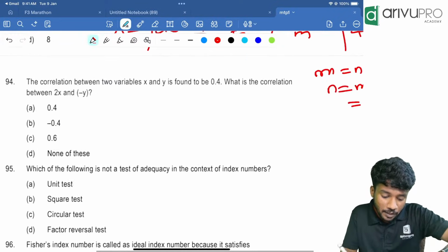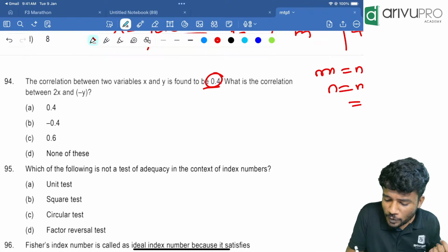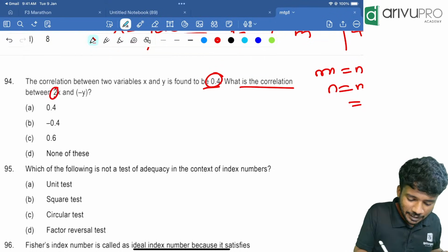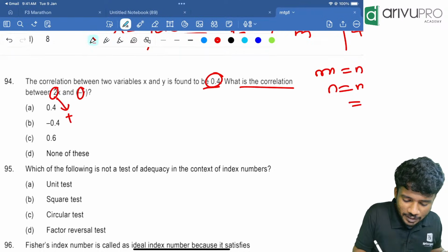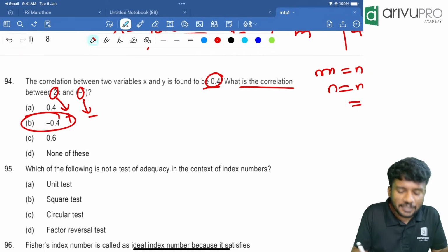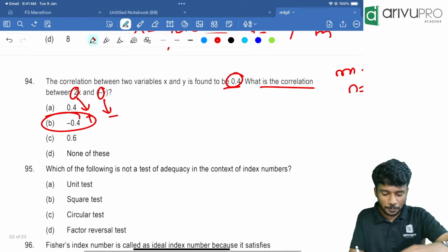Next question. The correlation between two variables x and y is found to be 0.4. What is the correlation between 2x and minus y? Very easy. Their sign is positive. Here the sign is negative. When the signs are different, the sign of the correlation coefficient will also change. So the answer is minus 0.4.